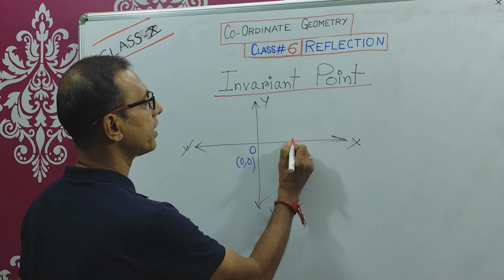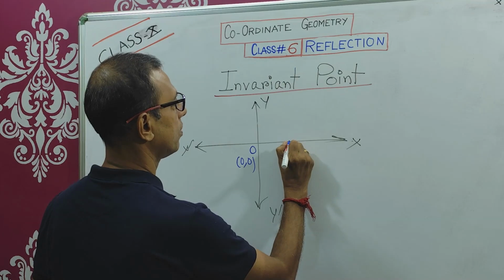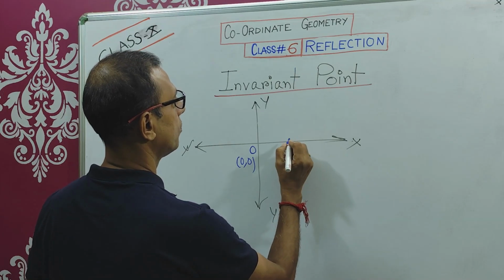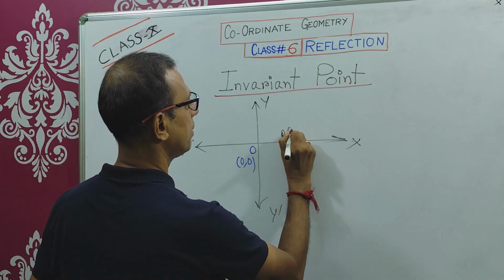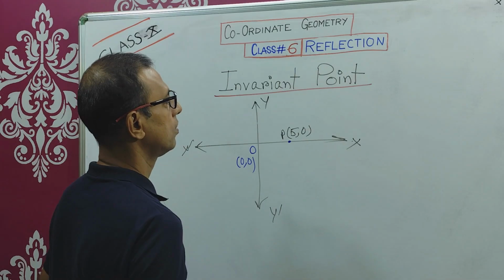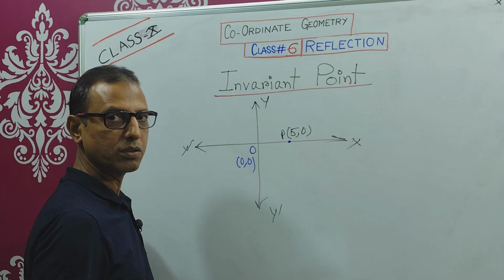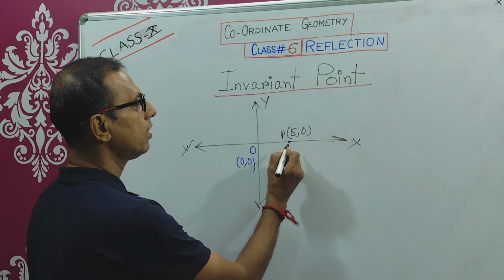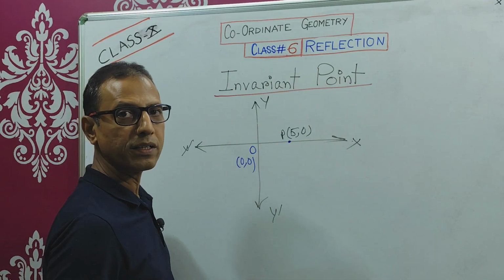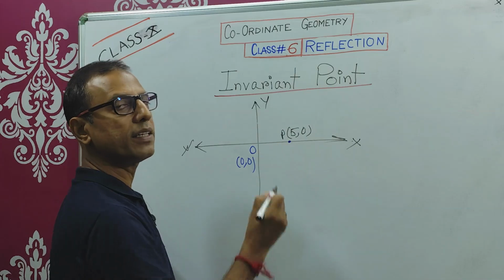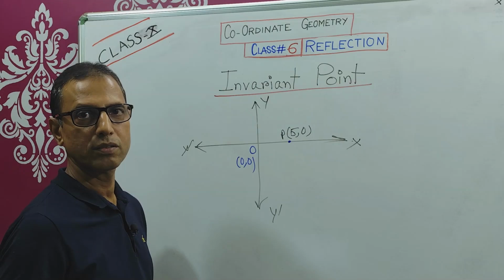So that means, let's say there is one point called P, (5,0). This point P is (5,0), lying on the x-axis. If it is reflecting on the x-axis itself, the image will also be (5,0). So for an invariant point, the object itself is the image. That is what is called an invariant point, right?